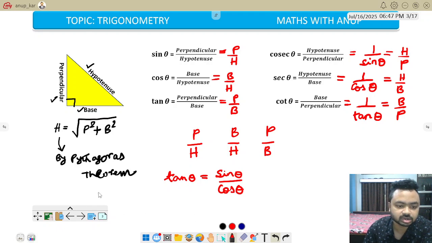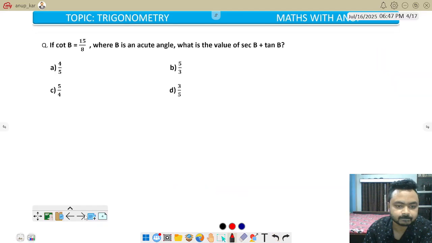So let's better understand it with the help of some numericals. The first numerical states that if cot theta equal to 15 by 8, where theta is an acute angle, then what is the value of sec theta plus tan theta? First let's take a right angle triangle.